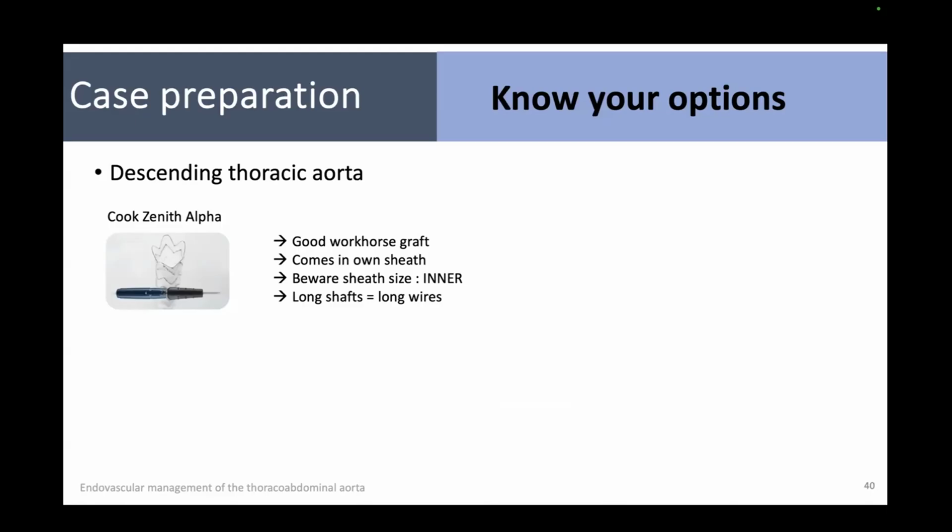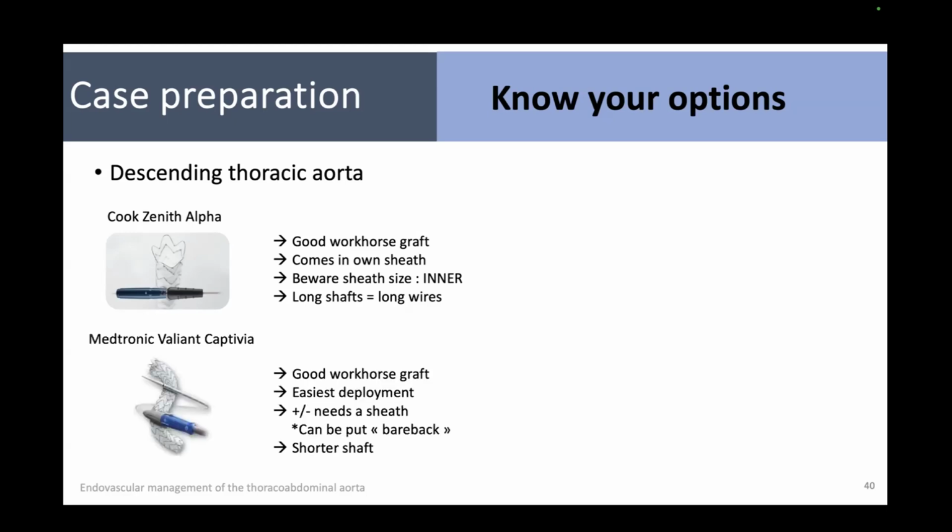So if they tell you that it's a 20 French, it's actually an inner diameter of 20 French, so it's mostly a 21.5, 22 French of diameter. So it's very important to take into consideration because the other grafts usually speak with sheaths in the outer diameter, of course. There's also very long shafts for these prostheses, so it means that you're going to need very long wires to go with that.